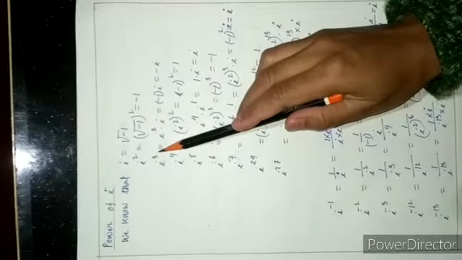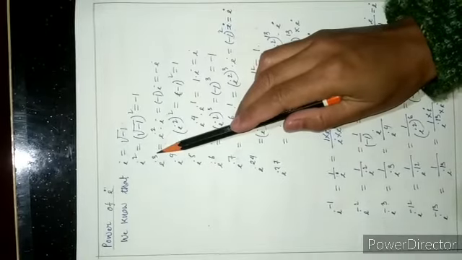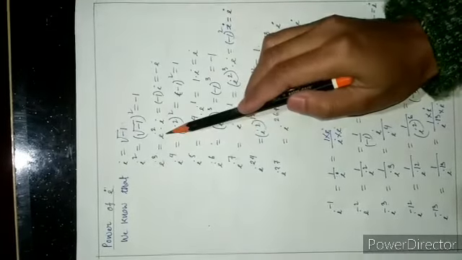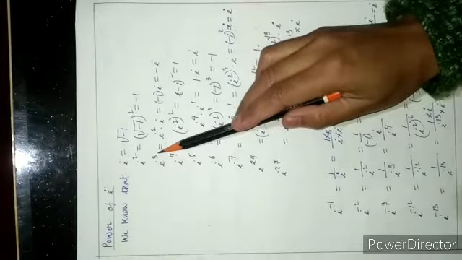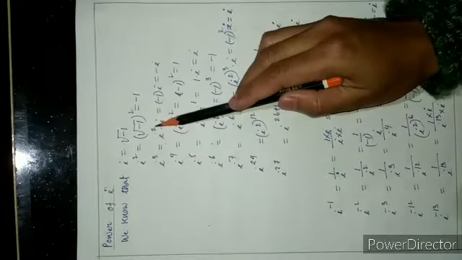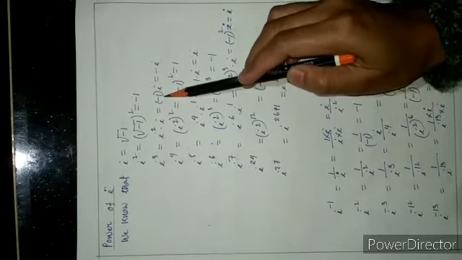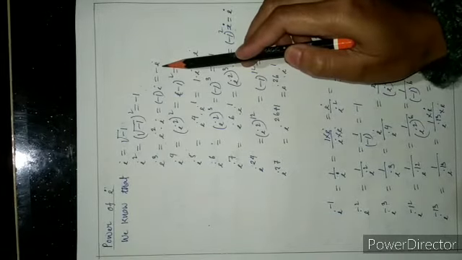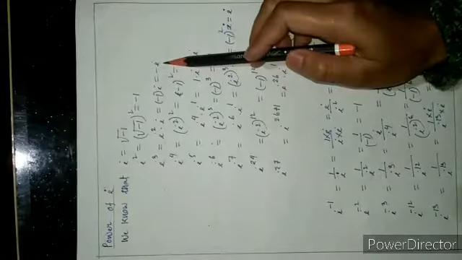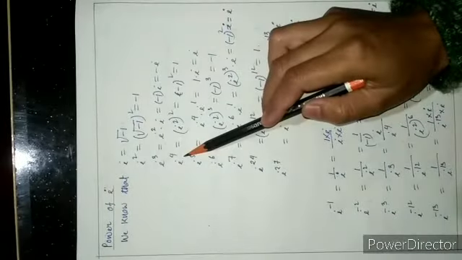Then i cube. But this i cube can be expressed as i square into i, and since the value of i square is equal to minus 1, minus 1 into i is equal to minus i. So this i cube is reduced to minus i.